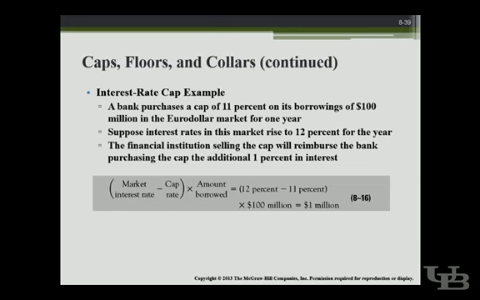Meaning if interest rates rise, they will not rise beyond the cap. So the business is protected, and their interest expense does not go up. So as market rates rise, once the rate reaches the cap, interest rates will not rise, and it protects the company. So an interest rate cap is to protect the company, and they can buy a cap and pay a fee to the financial institution.